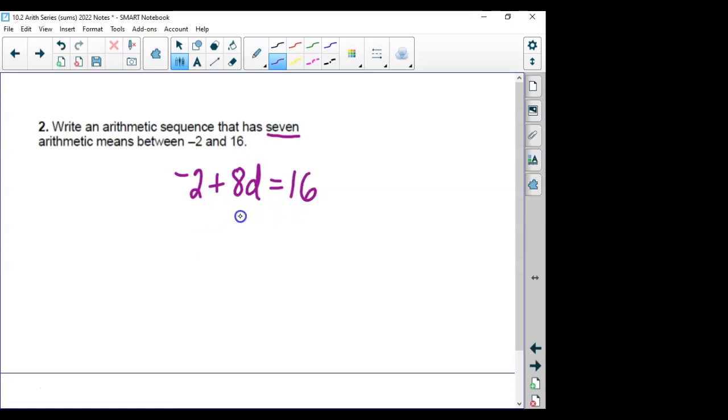Let's see, if I add 2 over there, I get 18. Divided by 8 would be 9 over 4 or 2.25. Anybody? Okay. I think I'll do this one as fractions. You don't have to. But it would be -2.